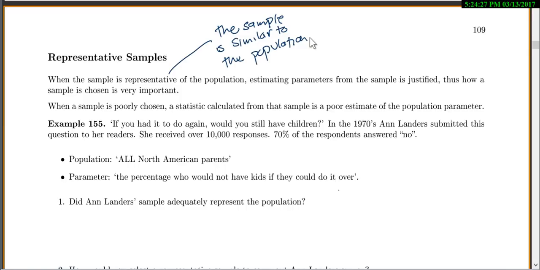Or it has kind of similar properties. Then estimating parameters for the population from the sample is justified. Or in other words, we want to pick samples so that our samples will be similar to the population.